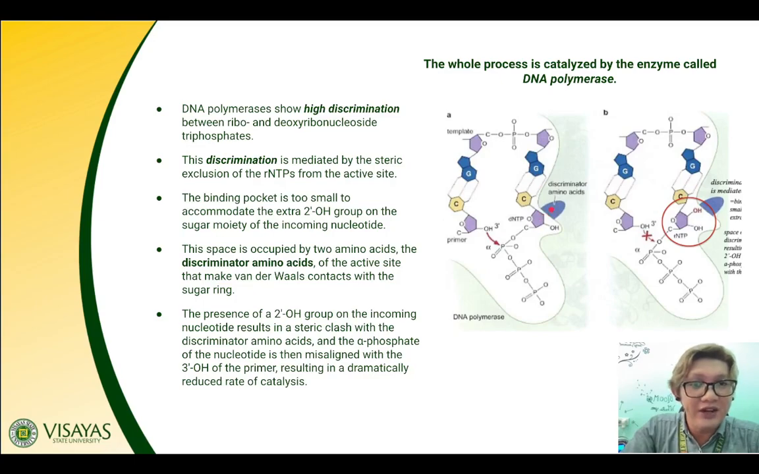So if an RNA nucleotide is incorporated, it will form a steric clash with the discriminator amino acids in the binding pocket of the polymerase. And so it will not create a perfect position for the catalysis of the 3' OH and the alpha phosphate to create the phosphodiester bond. Okay.